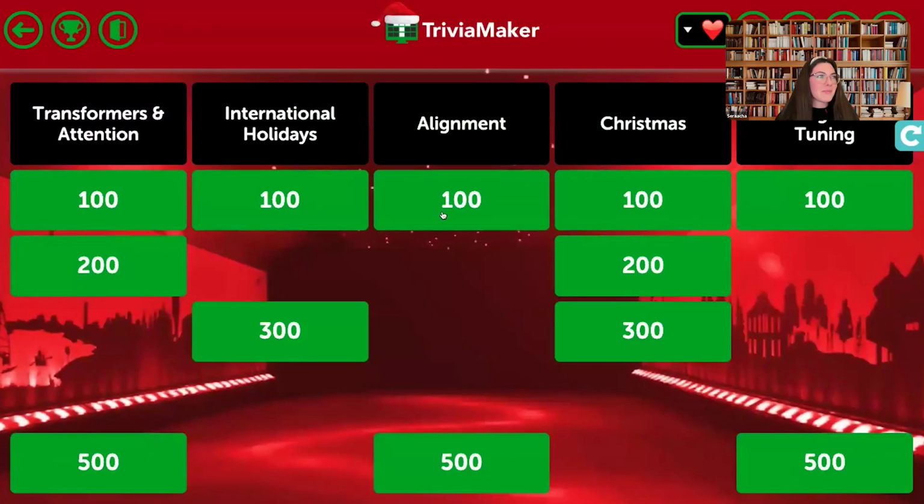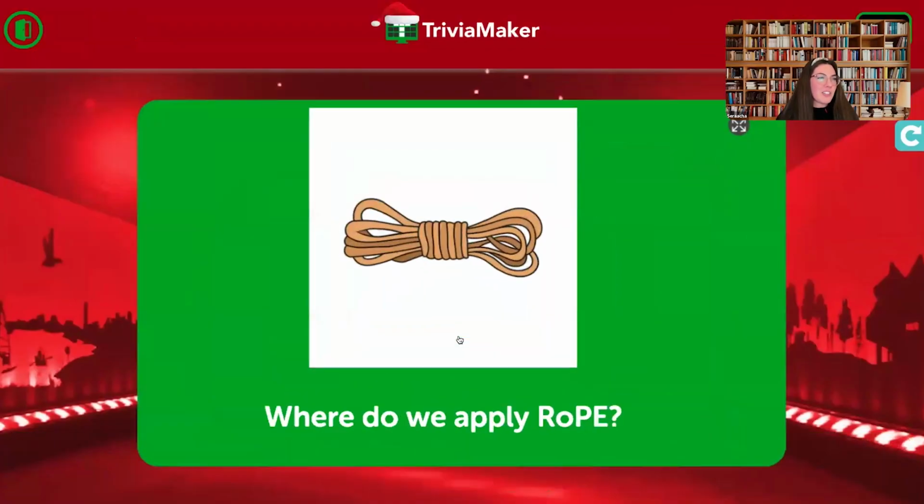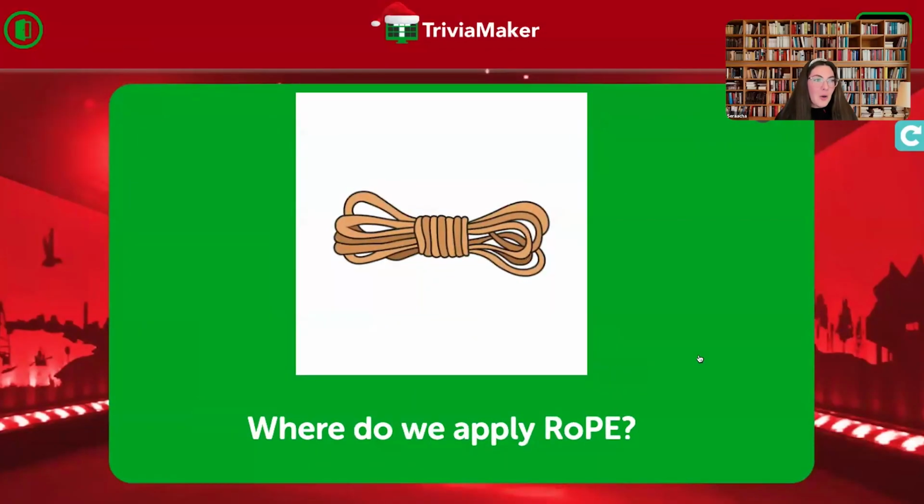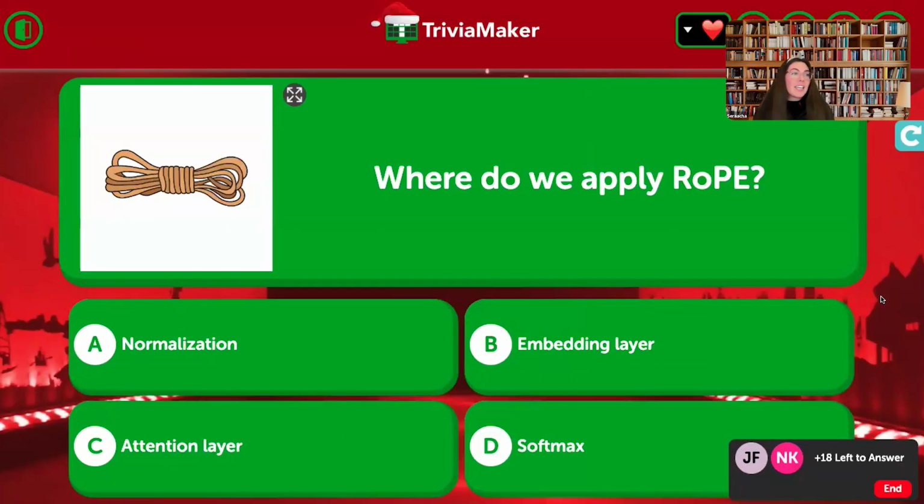Let's go hardcore with transformer attention 500. Yes, I like it. Let's just go there. All right. Where do we apply RoPE? It's multiple choice for you. Is it normalization, embedding layer, attention layer, or softmax?